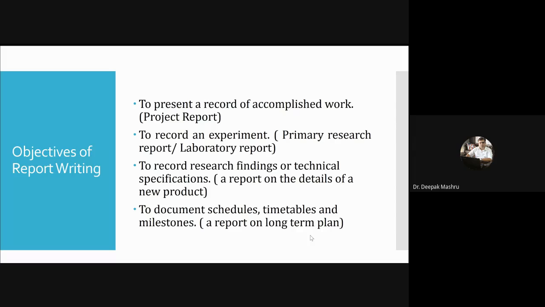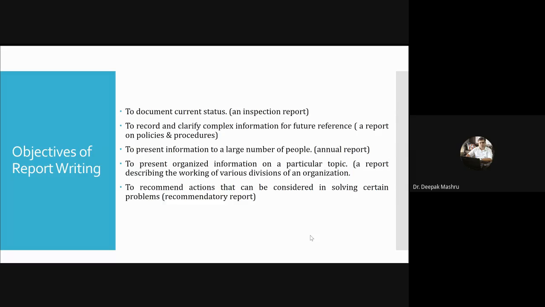Now, why I'm telling you this: to file a patent, you need to give a document about the specification of your process and the product. That is a kind of research document, showing that you have researched this and this is the process. That is also a kind of report. It's a very important document for us. Then there are timetables, milestones, long-term and short-term planning, and all.